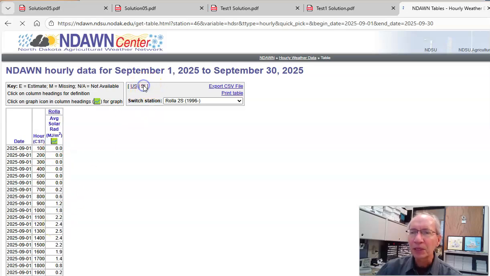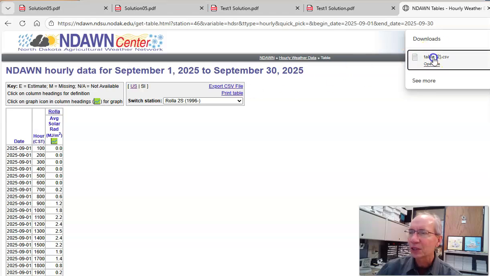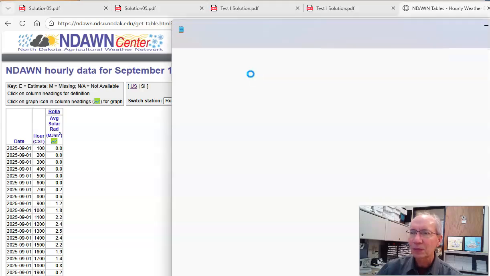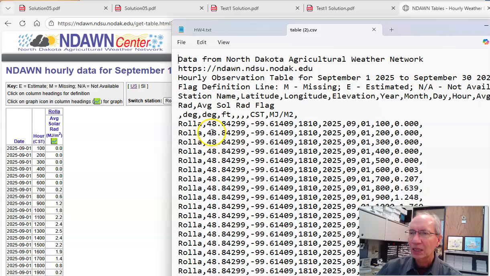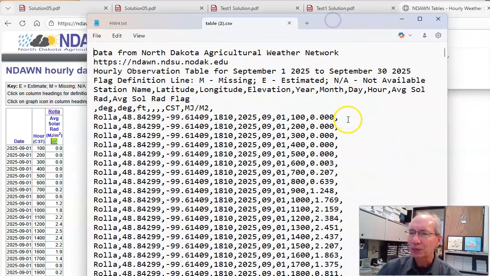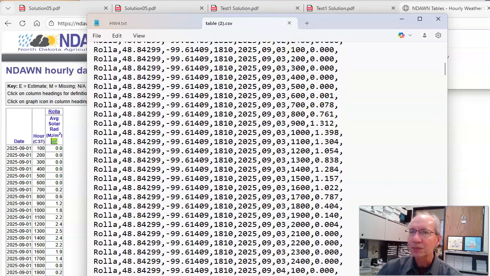Make sure you do everything in metric. Rule of thumb in engineering, keep everything metric, makes life a whole lot easier. There's your solar energy in megajoules per square meter. Export CSV file, open it, and here's your data. Well, if you open it, I don't have Excel on my computer. If you had Excel, it would open up. There's your data. Pull out that last column and put that into Matlab.